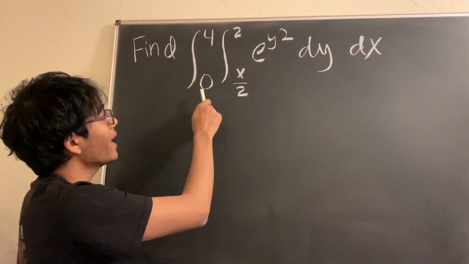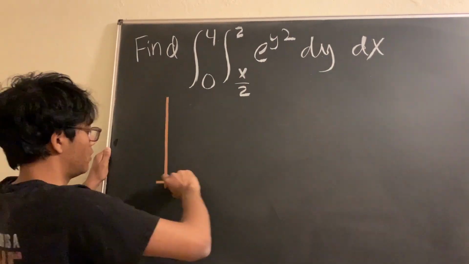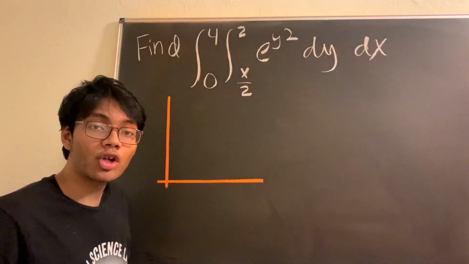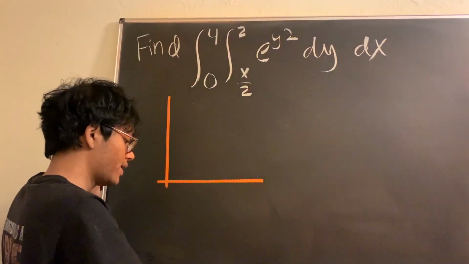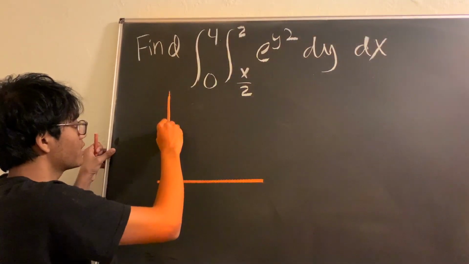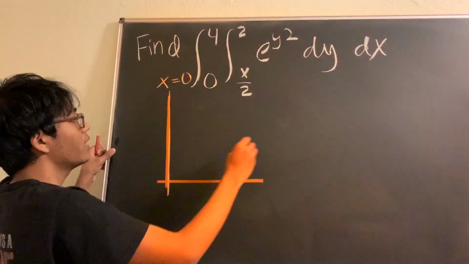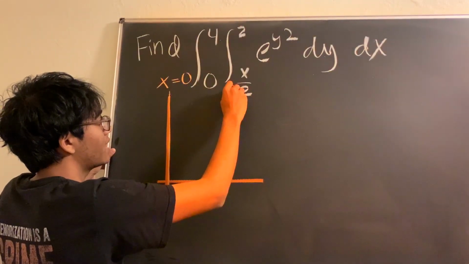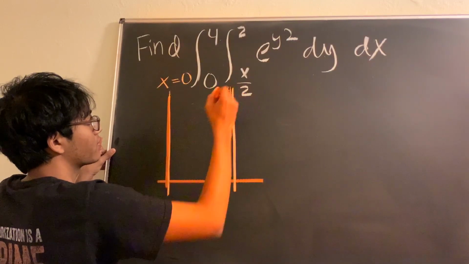First we have to draw the bounds, 0 to 4 and x over 2 to 2. Let's draw the bounds. So first, let's draw our x bounds. Our x bounds are from 0 to 4. So here is what that looks like. Here's our lower x bound. That's at x equals 0. And our upper x bound is at x equals 4. So that's this one here.